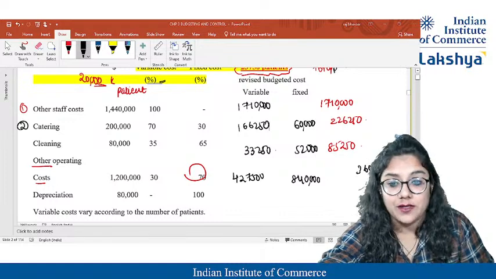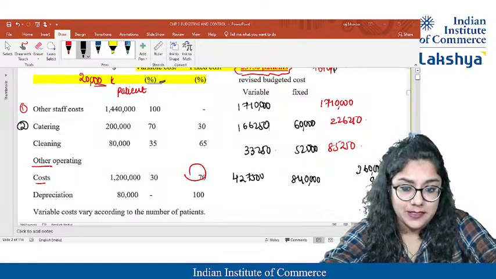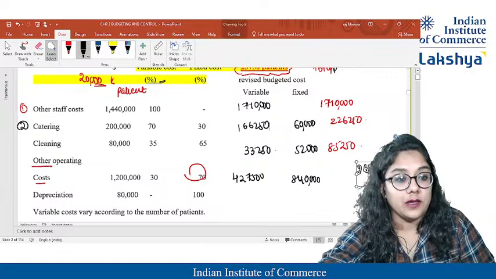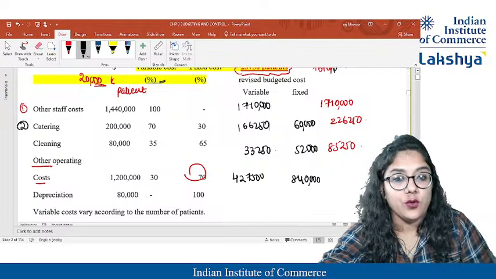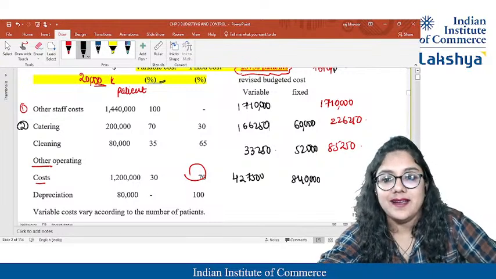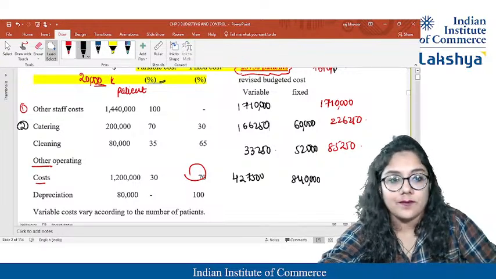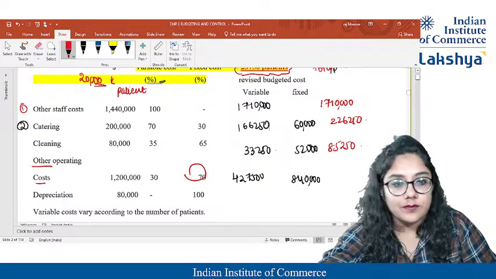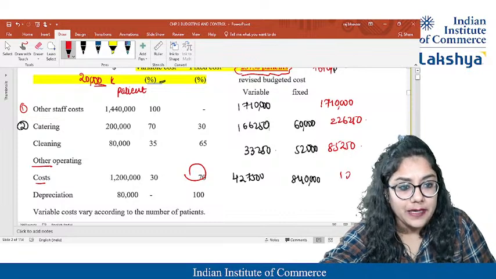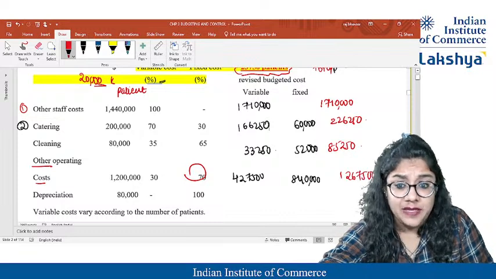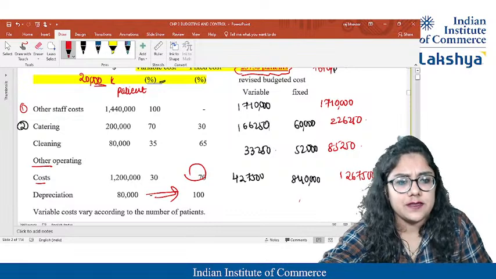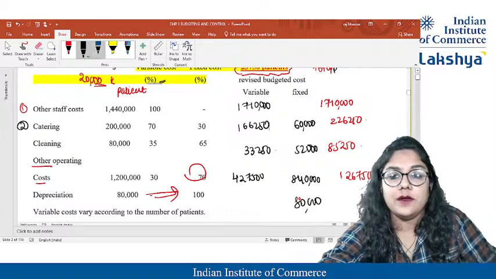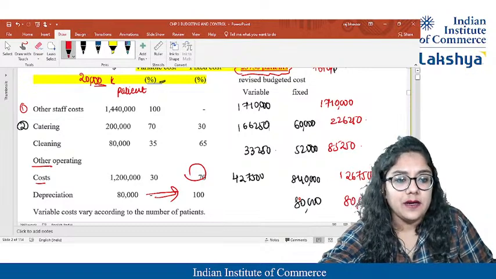So if you take up the total, you definitely get something more than that, that is 126,750. I want you guys to do the work and know all the stuff. So over here it comes to 126,750. And depreciation is fixed, it is fixed at 80k, so no doubt in that. So here also it's 80k. Now we just take up the total.